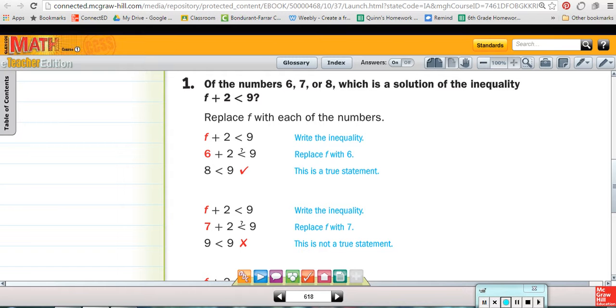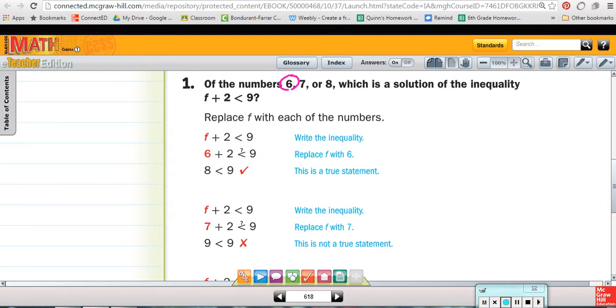So we're going to substitute those values in. If I take 6 and put it in here, what's 6 plus 2? 8. Is 8 less than 9? Is that true? Yes. So could 6 be an option? Yes. So I'm going to circle it.